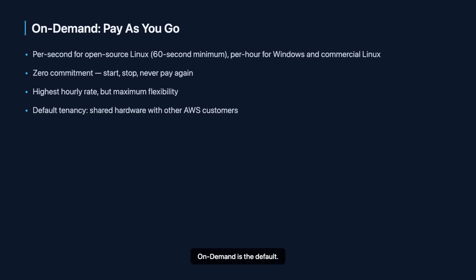On demand is the default. You launch an instance, you pay per second on open source Linux like Amazon Linux or Ubuntu, with a 60-second minimum, and per hour on Windows or commercial Linux distributions like Red Hat Enterprise Linux and SUSE. The moment you terminate the instance, the billing stops. There's no contract, no commitment, no upfront payment. In exchange for that flexibility, you pay the highest hourly rate Amazon Web Services publishes. Every other pricing model is discounted against this baseline.